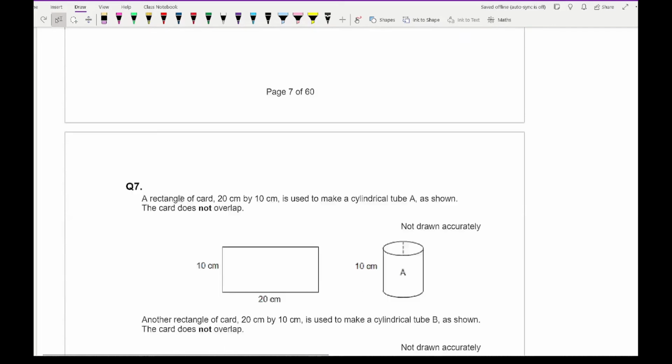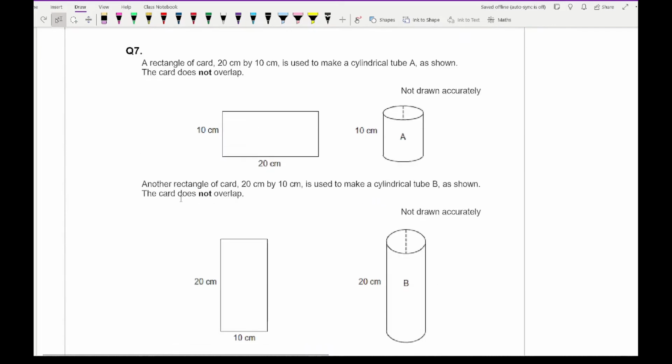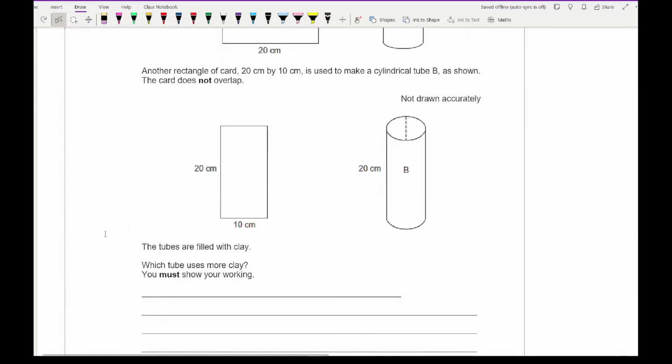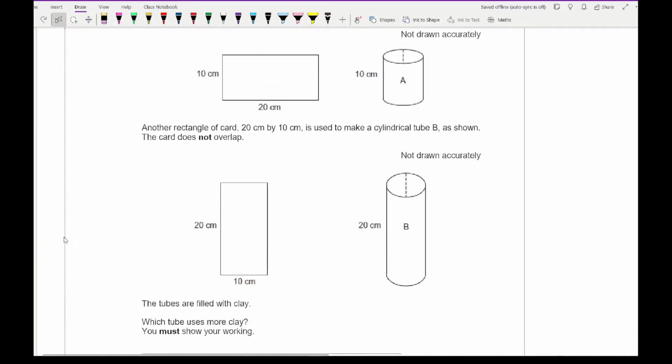Moving on to question 7, it says that a rectangle of card 20 by 10 centimeters is used to make a cylindrical tube A as shown. The card does not overlap, and another rectangle of card 20 by 10 is used to make a cylindrical tube as shown, and the card does not overlap. And the question is asking us, the tubes are filled with clay, which tube uses more clay? So in other words, the question is asking which cylinder has got a greater volume.